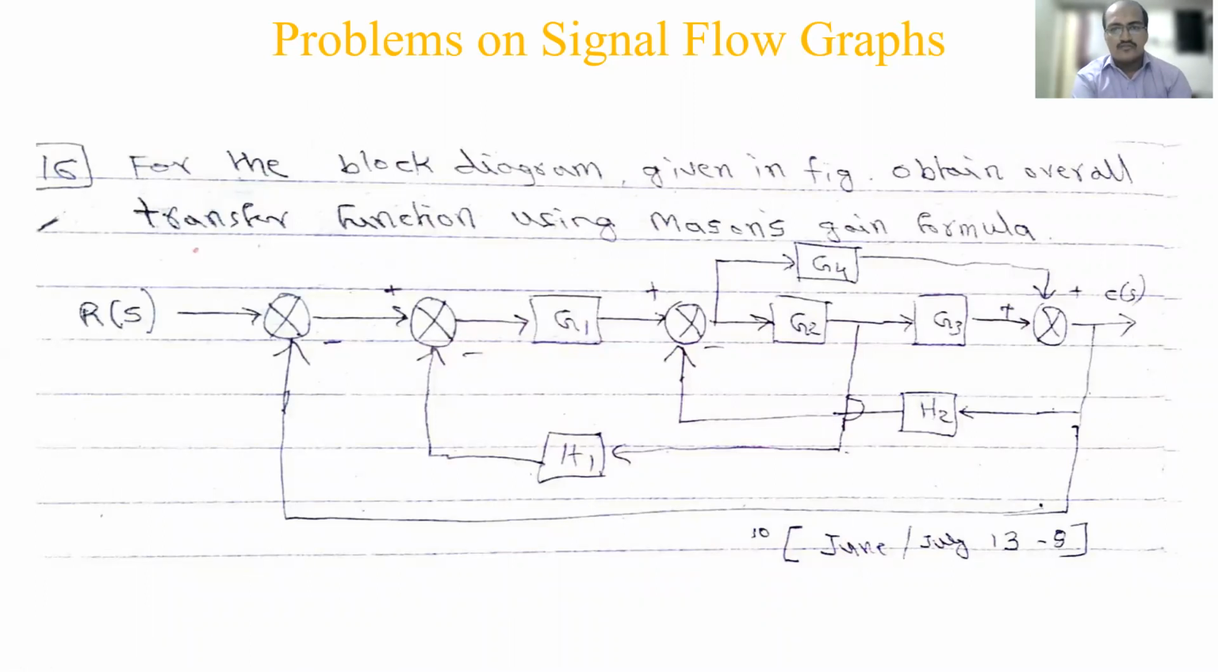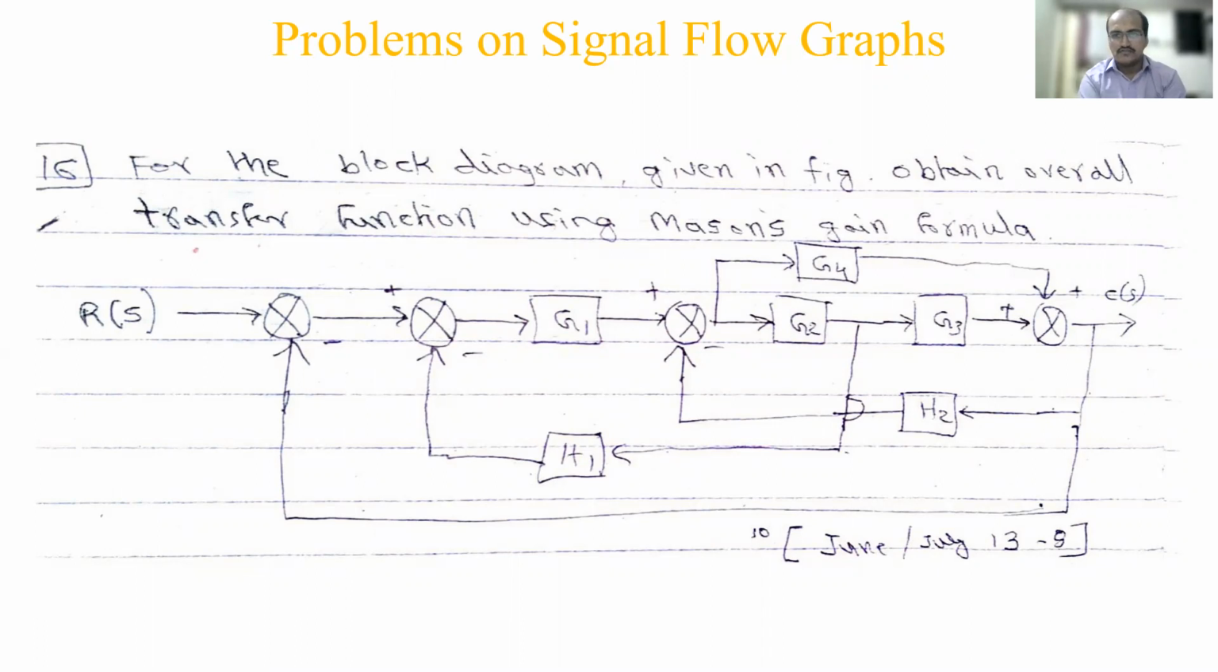Okay. So for the block diagram given in figure, obtain overall transfer function using Mason's gain formula. Previously, I have seen this problem maybe. So it may be the same problem using the block diagram reduction technique also. But now this is using Mason's gain formula. So this is the diagram given, R of S, C of S.